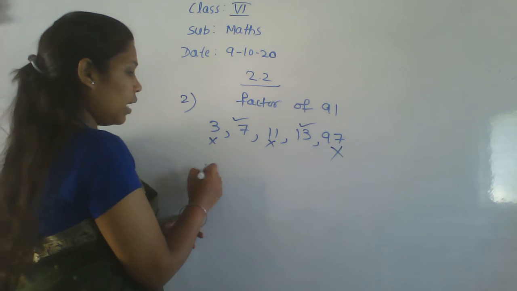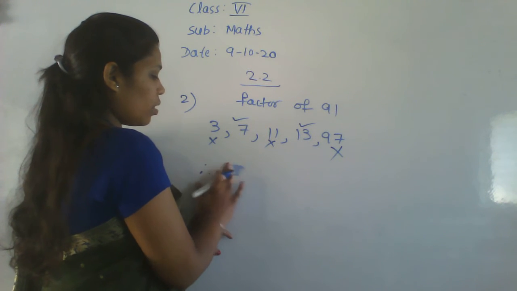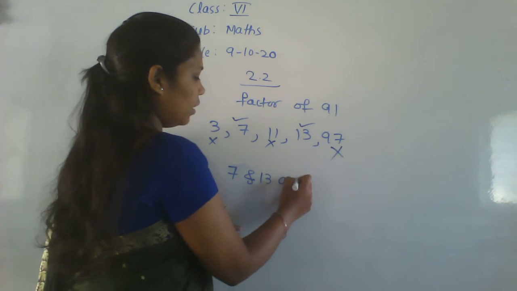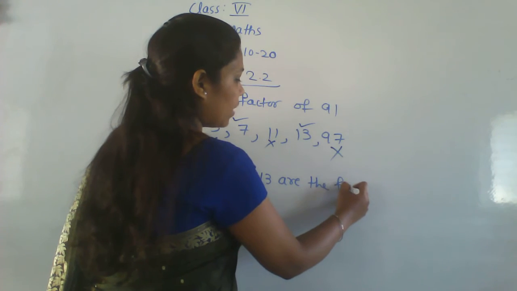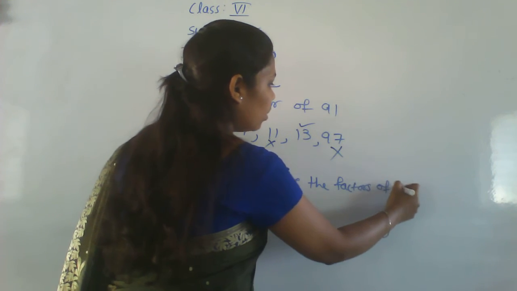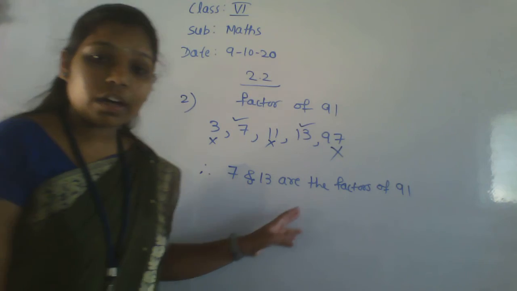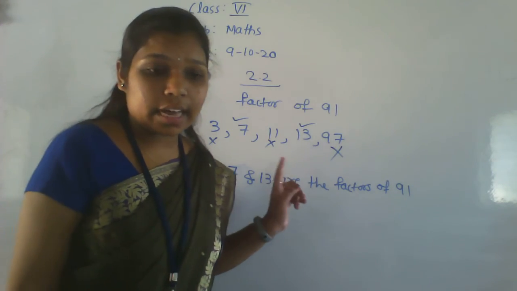So right here, therefore, 7 and 13 are the factors of 91. 7 and 13 are the factors of 91. That is the answer.